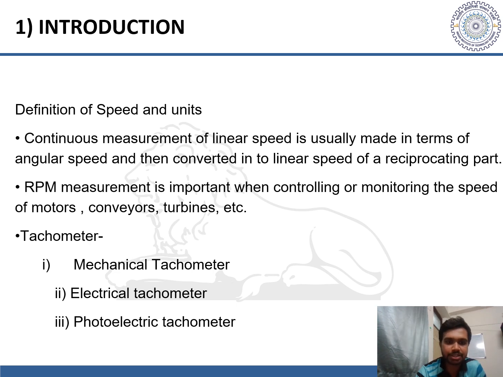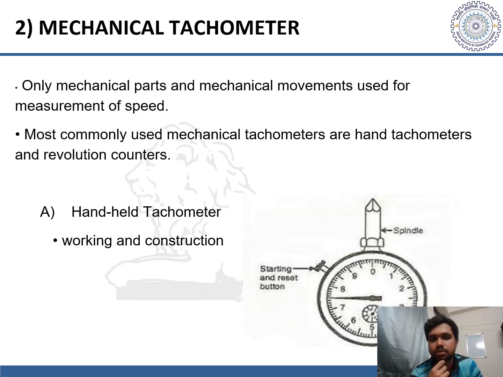The word tachometer is derived from the Greek words tachos, meaning speed, and metron, meaning to measure. Tachometers are broadly classified into three categories, namely mechanical tachometer, electrical tachometer, and photoelectric tachometer.